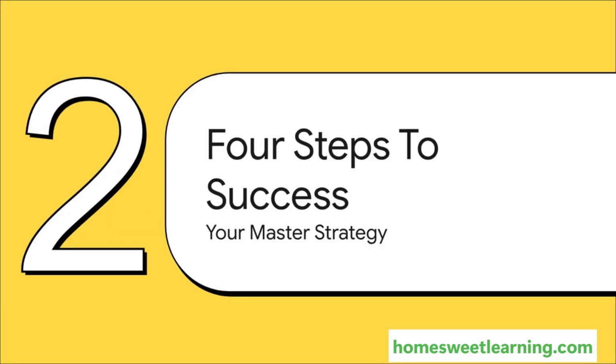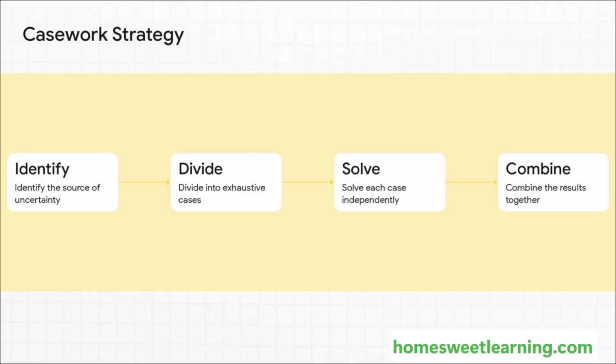Section 2. 4 steps to success. Your master strategy. Okay, let's dive into the actual mental playbook here. Step 1 is to identify your source of uncertainty. You're looking for conditions that change behavior, things like absolute values or maybe even and odd parities.